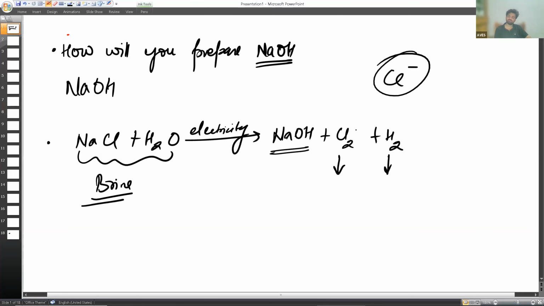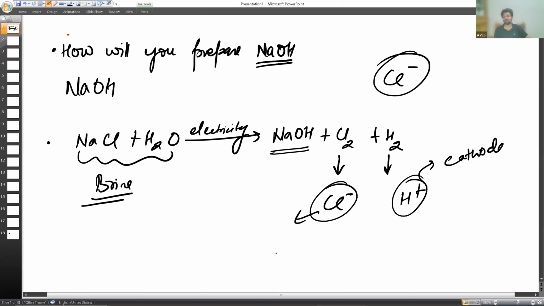Cl minus is negatively charged, and hydrogen is positively charged. So it will go to the negatively charged electrode, which is called the cathode. And it will go to the positively charged electrode, called the anode. Understood? Yes or no? Yes, sir.